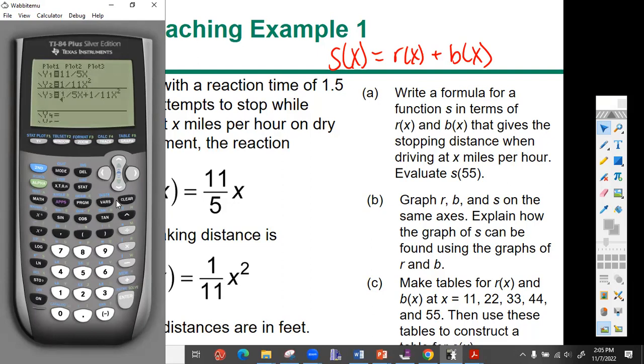Okay, now that I have all three, I want to see what it looks like on a graph together. Then I'm going to hit graph. So there's my linear. There's my square. Hit graph. And then for some reason, I'm zoomed so far in. So I'm going to zoom out. Zoom is how you zoom in and out.